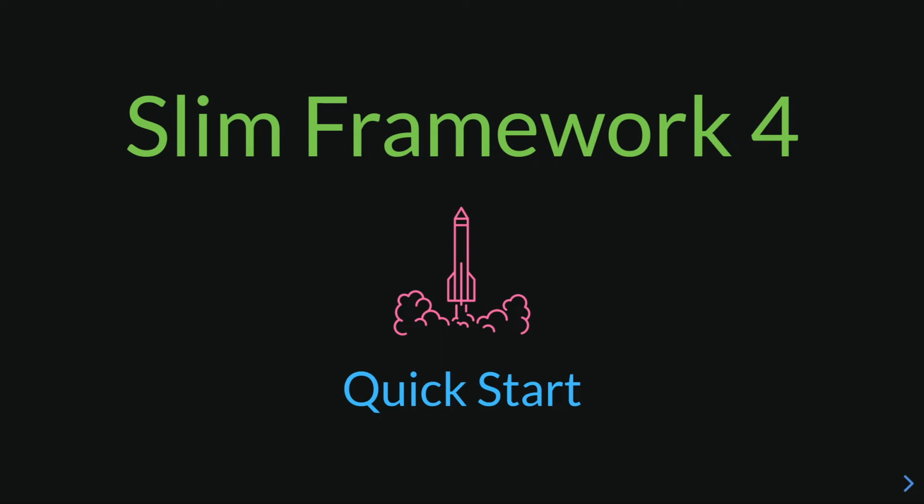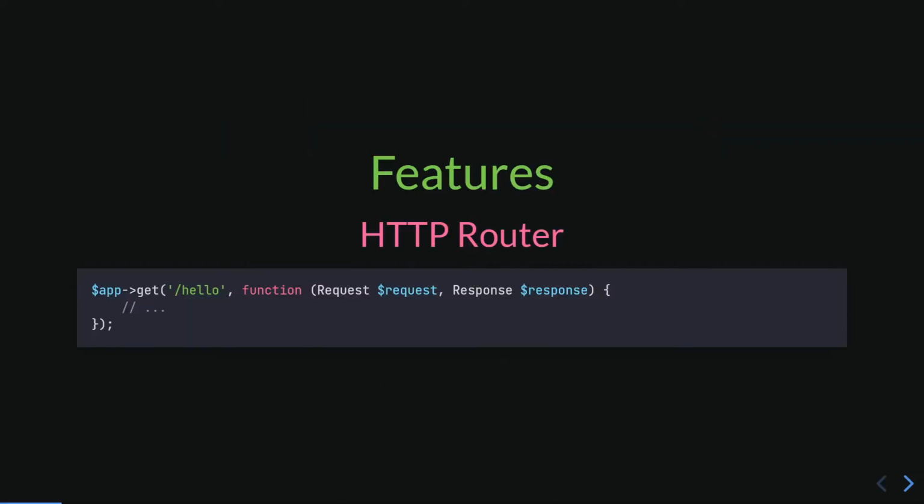Slim Framework is a great PHP micro framework that helps you to write awesome APIs, web applications, and websites. Slim provides a fast and powerful router that maps HTTP requests to a function or invocable classes. The router supports parameters and pattern matching, and you can group different routes together. You can also add middlewares to a single route or a group of routes.